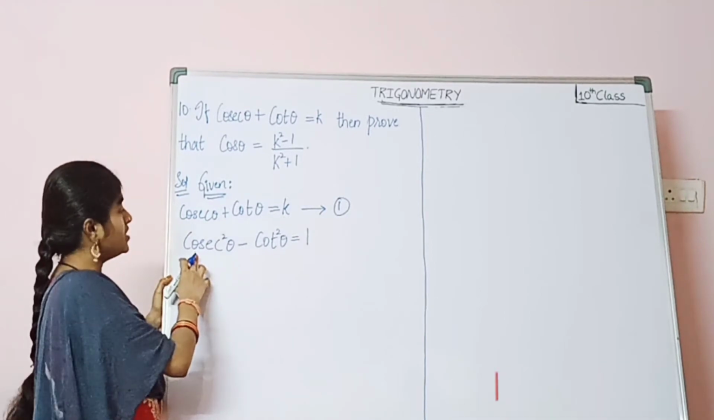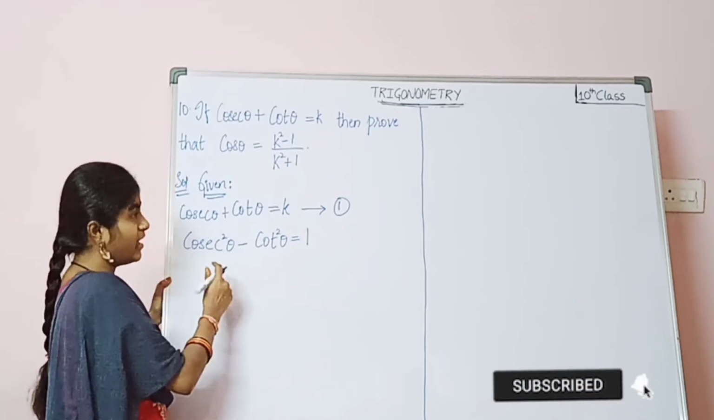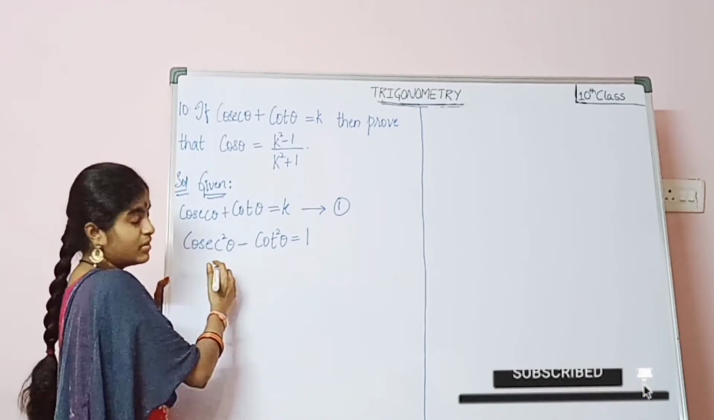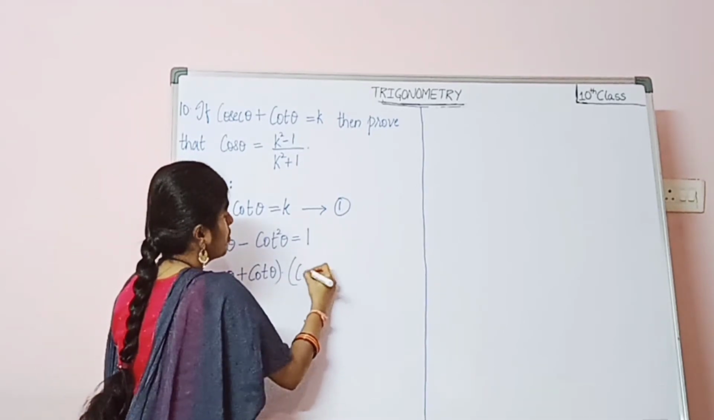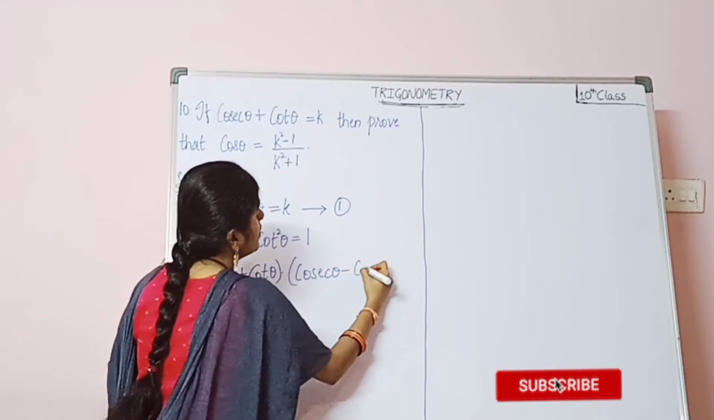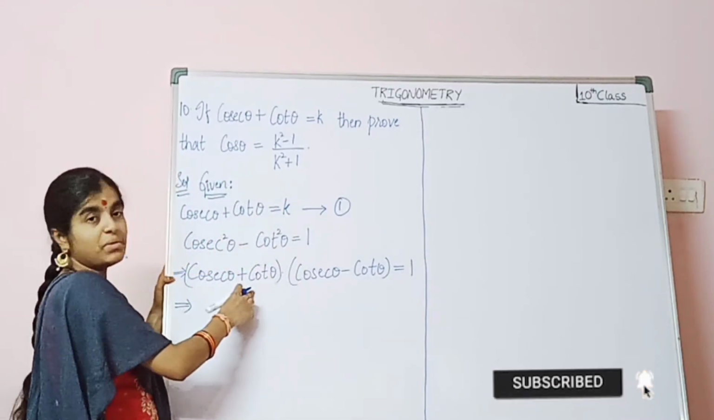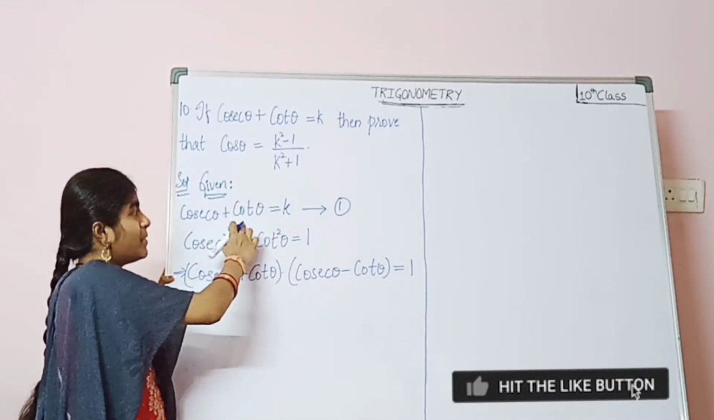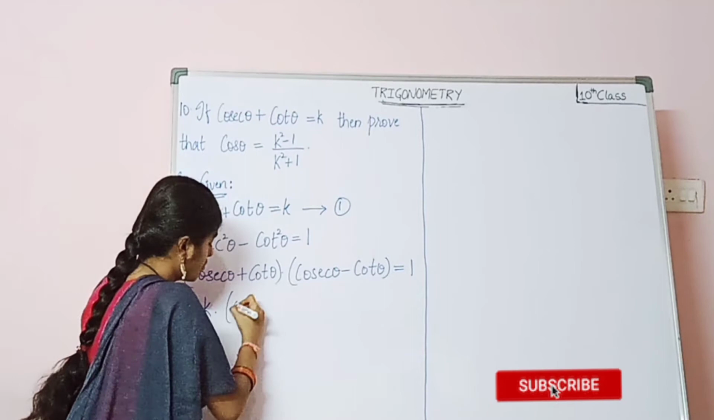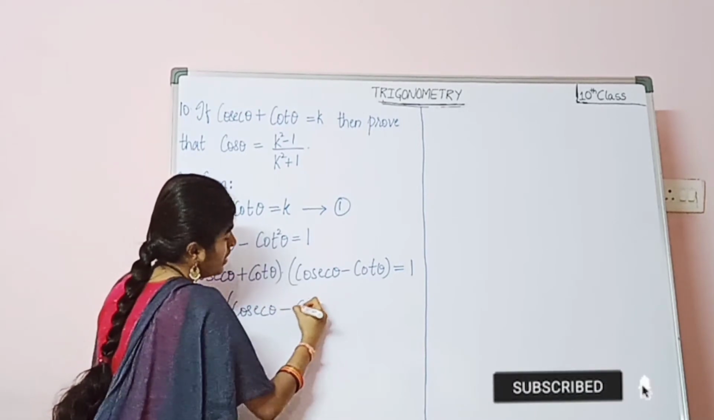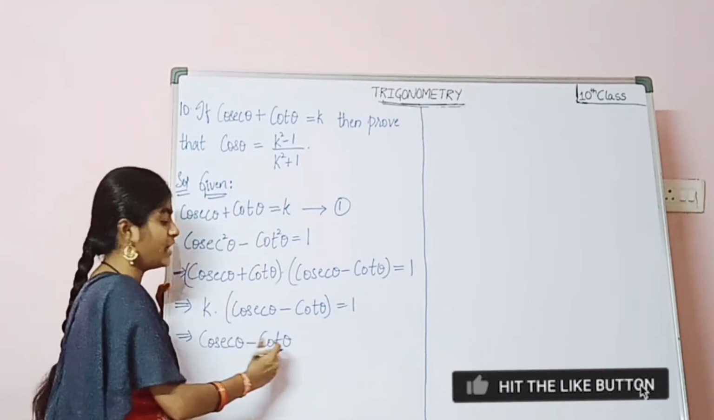From the trigonometric identity, cosecant square theta minus cot square theta equals 1. As we discussed in the earlier problem, we can write this as cosecant theta plus cot theta into cosecant theta minus cot theta equals 1. Cosecant theta plus cot theta equals K is given in the question. So K into cosecant theta minus cot theta equals 1.